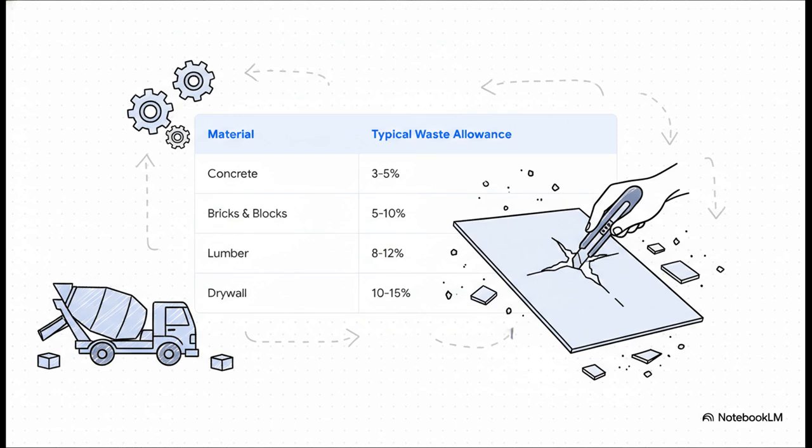Now, what's really interesting here is this isn't guesswork, not by a long shot. Professionals use these industry-standard percentages to figure it all out. As you can see, something really dense like concrete has a pretty low allowance, maybe 3 to 5%. But a material like drywall, which needs a ton of cutting and fitting, you could be looking at a waste factor as high as 15%.